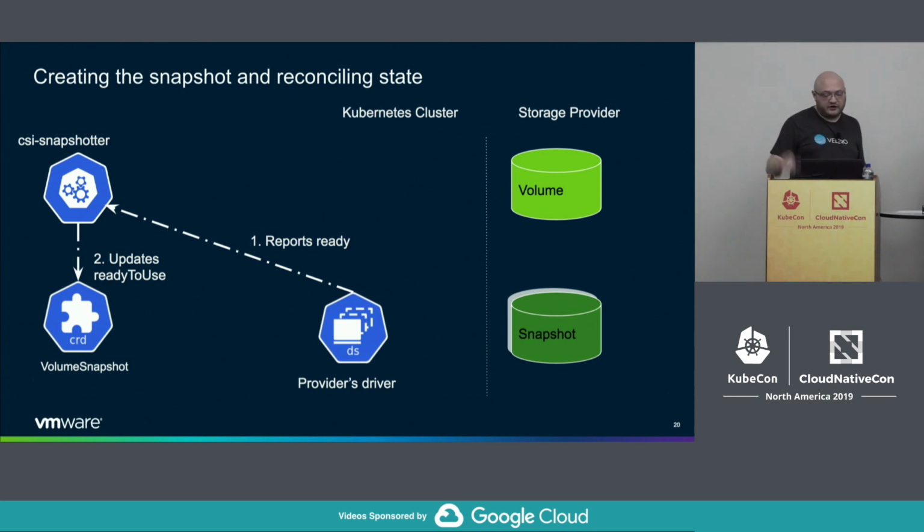Then you have the provider's driver monitoring that snapshot, looking to see for whatever state the provider needs to judge that snapshot is ready to use for restoration. Once it's ready, it's going to tell the CSI Snapshotter that, hey, you can use this, and then that will get passed into the volume snapshot, and the user can then use that volume snapshot for restoration or cloning.